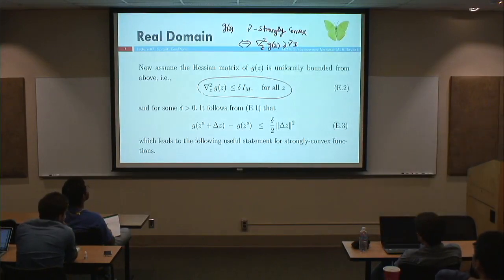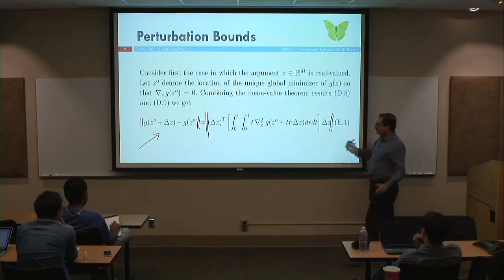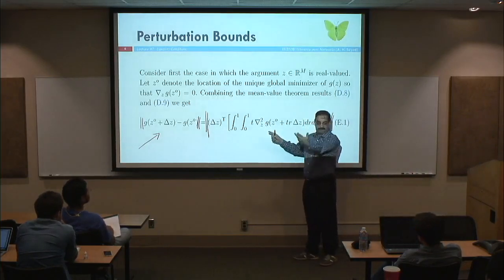So if you come back to this relation, which is general for any function with second order derivatives, you see I'm telling you that the Hessian is bounded by delta. So if I compute the norm of both sides, the norm of the Hessian is bounded by delta, right?